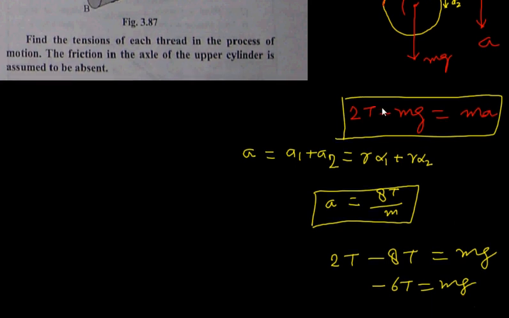Now if you solve these two, a is equal to 8T by m. You put it here and you'll get the tension on the string. 2T minus 8T, if I am right, equal to mg. If that is correct, then minus 6T should be equal to mg, but looks like there is something wrong somewhere. This should not be minus 6. Yes, actually this equation is wrong.